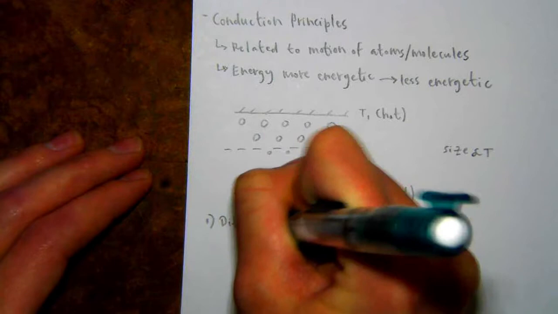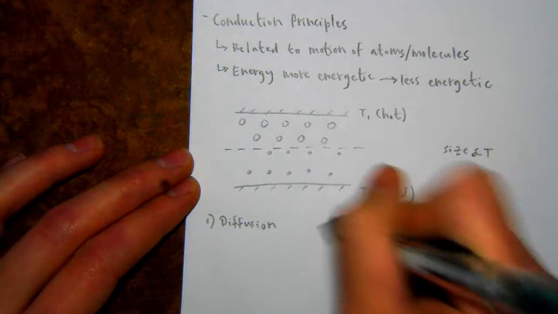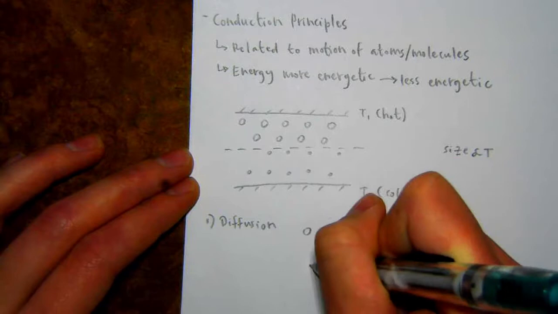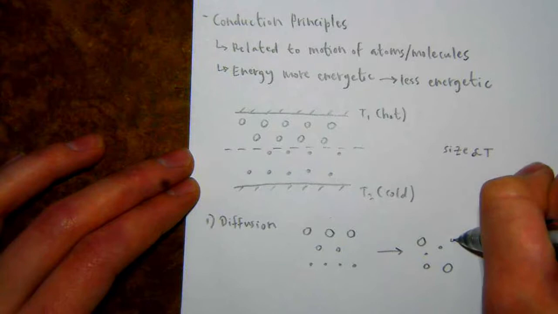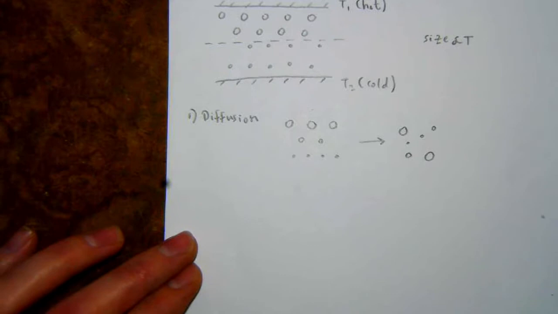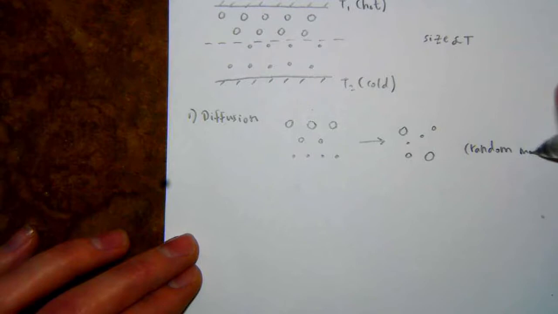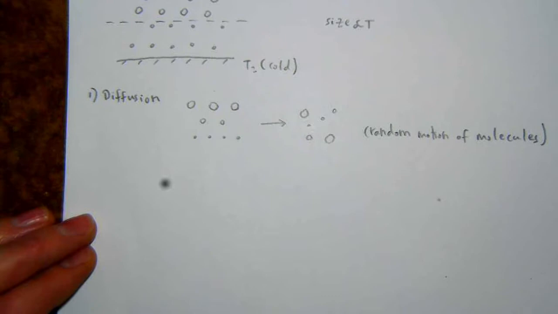So we can represent that as you have some kind of well-ordered hot and cold particles, and then they just move around, and you end up with this all mixed up. So this is just random motion of molecules.